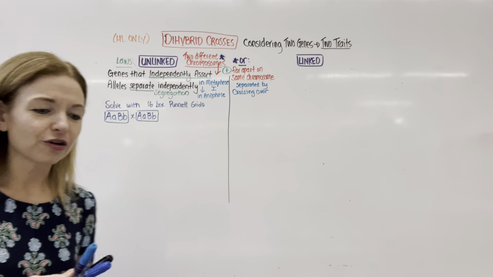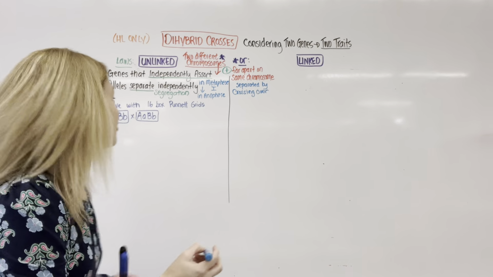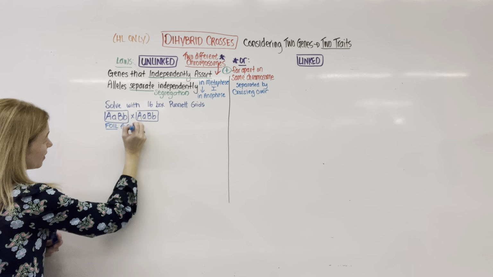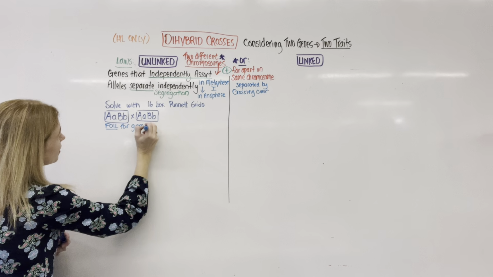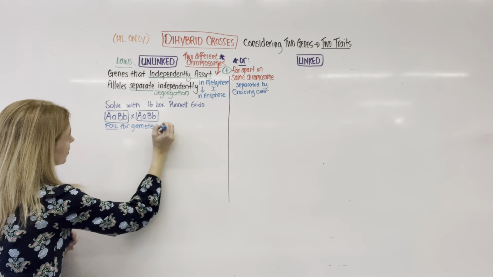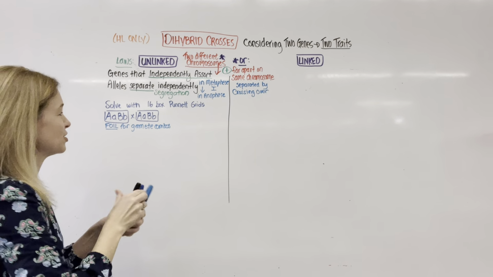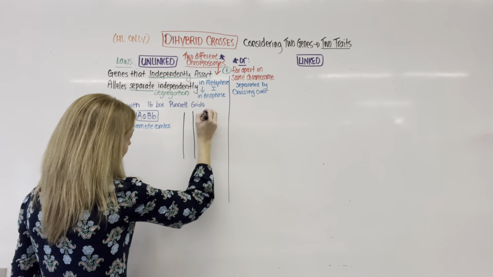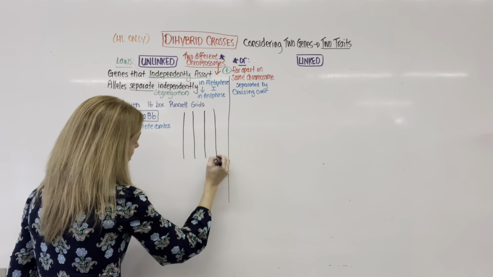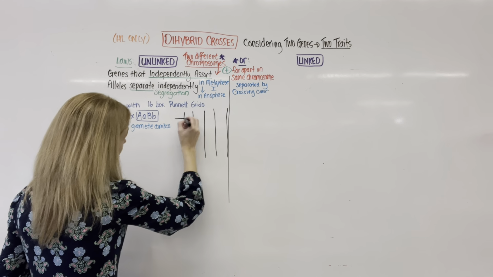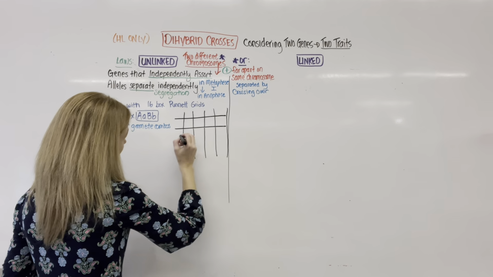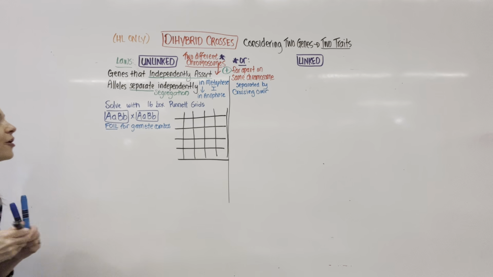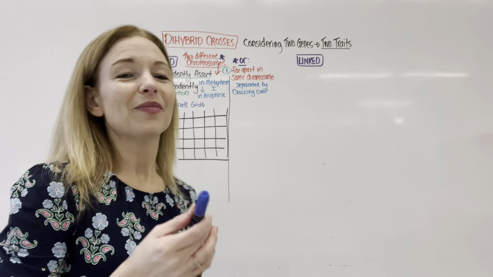So reminder that you can use FOIL for gamete combinations. I'm making these pretty small, I'm sorry if I drive you mad with it. I'm not going to actually fill it in, I'm just going to set it up, so that's why I'm making it pretty small. Okay, so there's our 16 box Punnett square.